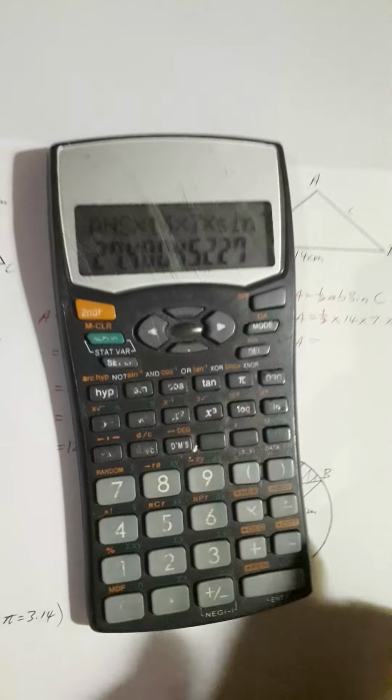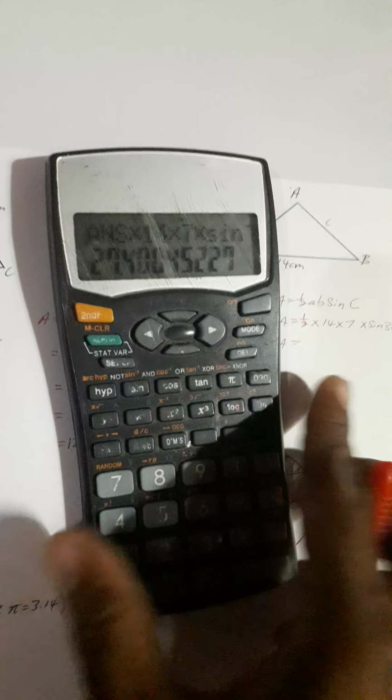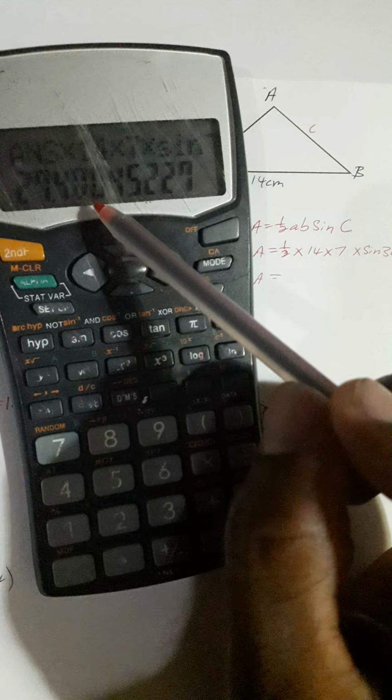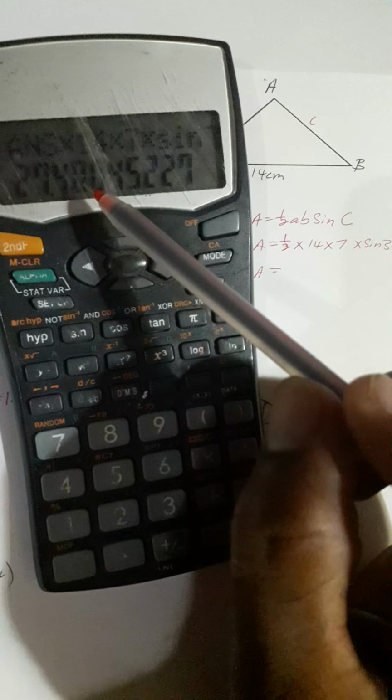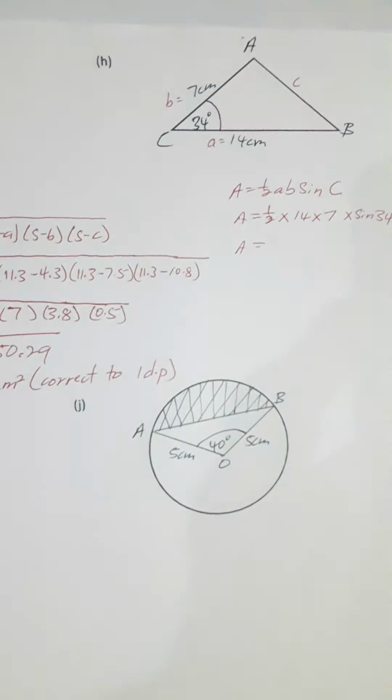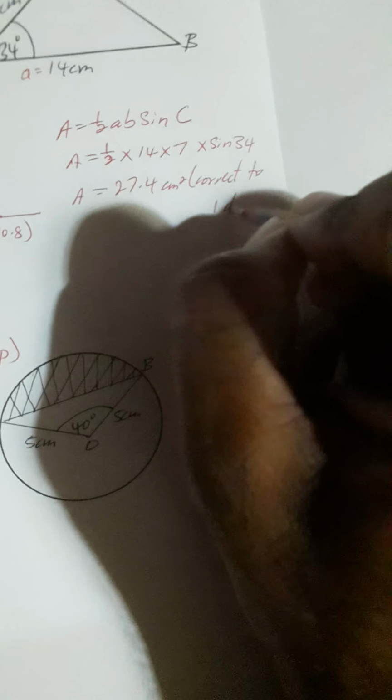Okay, so our answer is 27.4. If you look at the next number, the second number, if it's less than 5, you don't need to add anything there. So that number is 0, and we are good. 27.4 cm square, correct to 1 dp. So that's it there.